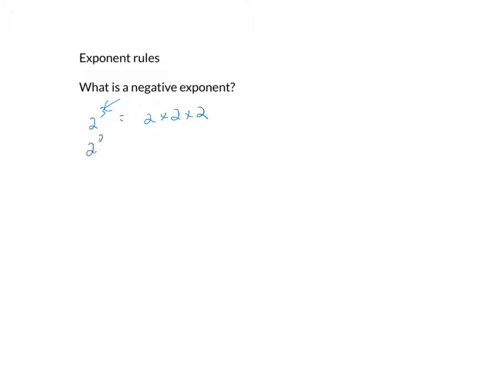If you have 2 to the power of 2, you end up getting 2 times 2, which equals 4. And now, if you have 2 to the power of 1, what does that give you? It's just 2 by itself.